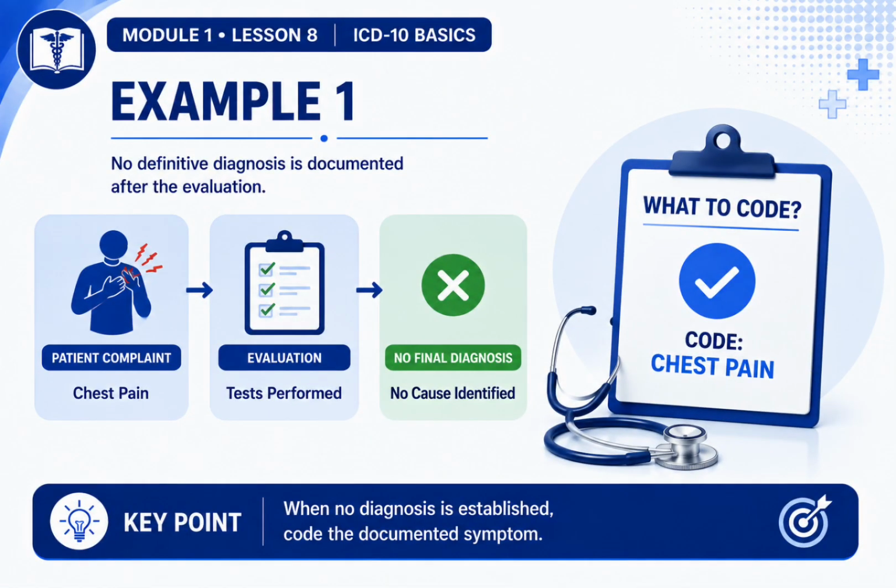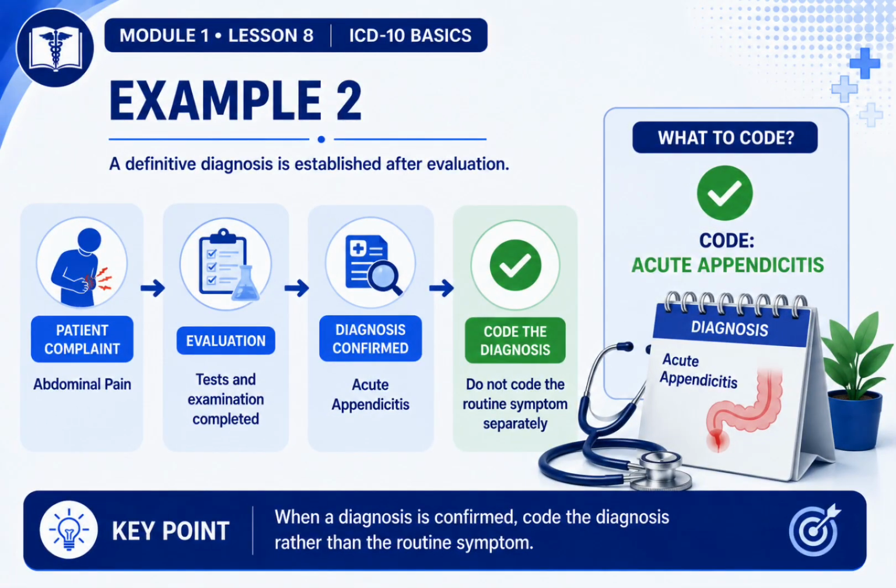Let's look at an example. A patient comes in with chest pain, but after evaluation, the provider does not determine a cause. Since there is no confirmed diagnosis, the documented symptom, chest pain, is the code that should be reported. Now, consider a different situation. A patient presents with abdominal pain, but after evaluation, the provider diagnoses acute appendicitis. Because the abdominal pain is a routine symptom of appendicitis, you generally report the confirmed diagnosis rather than the symptom.